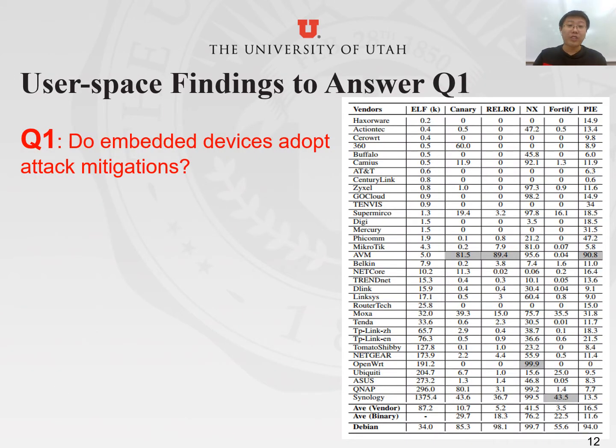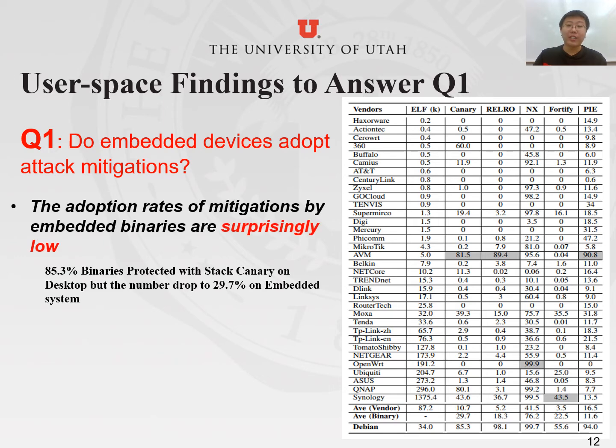So far, we have discussed the steps of our study. Now I would like to share the interesting findings to answer the proposed questions. The table on the right presents the number of ELF binaries and the adoption rate of each mitigation for every vendor. The binaries from Debian packages in the stable distribution for desktop are used as baseline. Comparing the results, we can see the adoption rate of mitigation by embedded binaries is very low on average, significantly falling behind the desktop binaries.